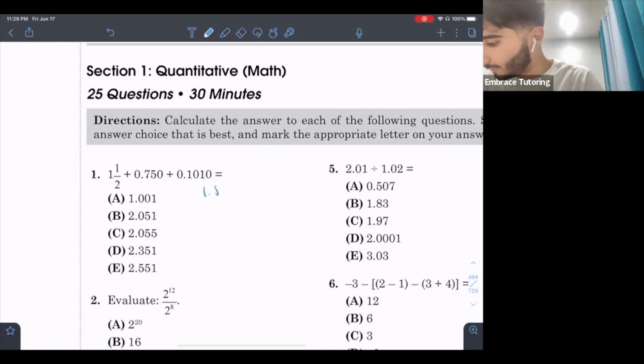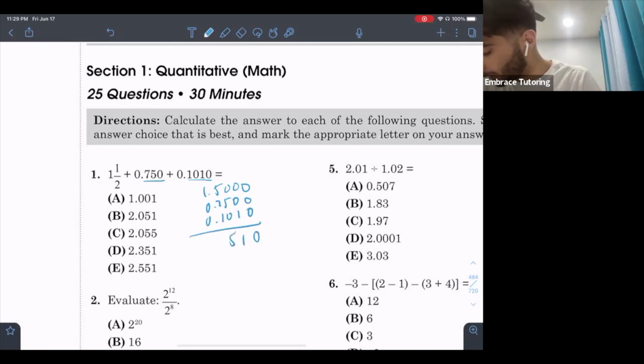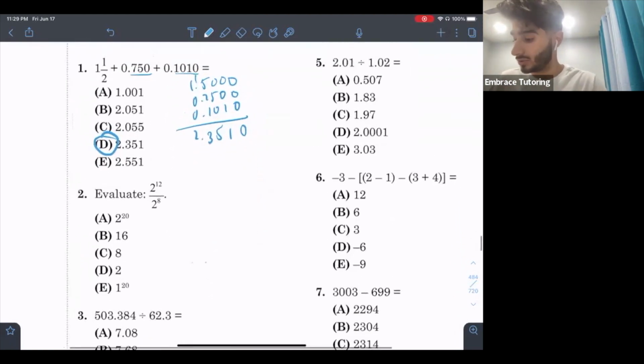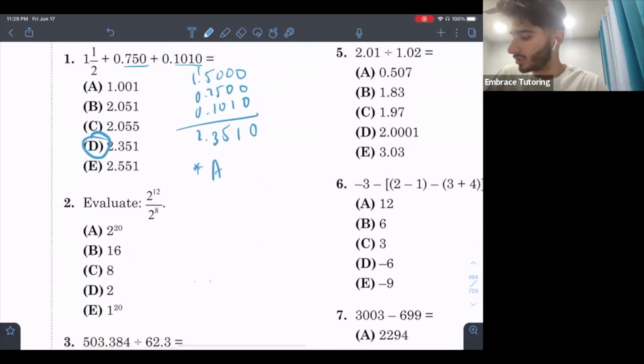So you would do 1.5000, because to account for all these decimal points, you line everything up, and then 0.1010. So you get 0, 1, 5, 12, 13, 2.3510, which is the same thing as choice D. That's how you do question 1. Just make sure you align decimals.